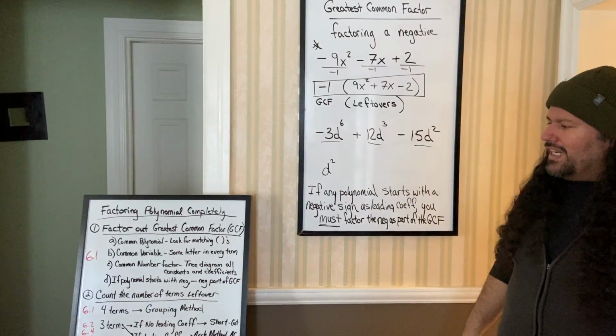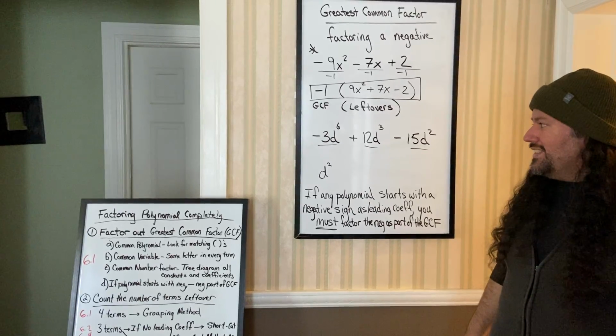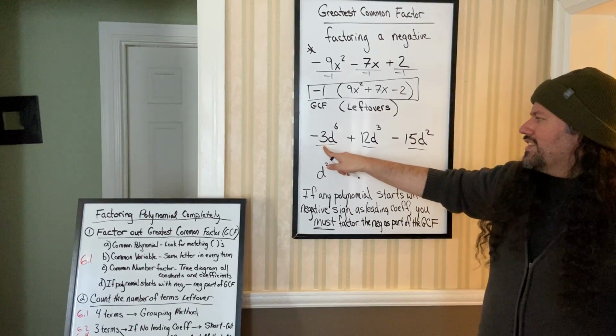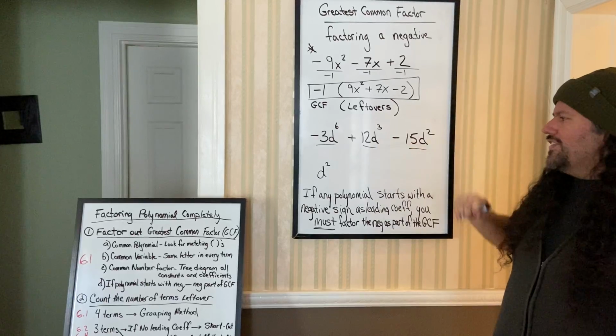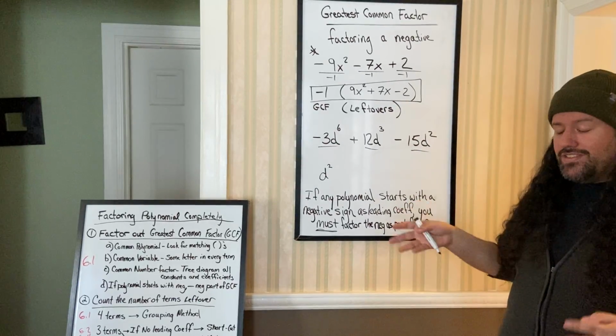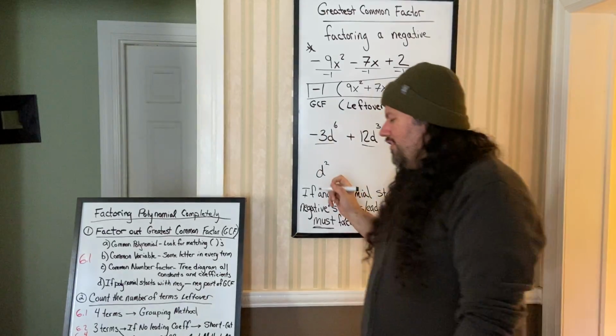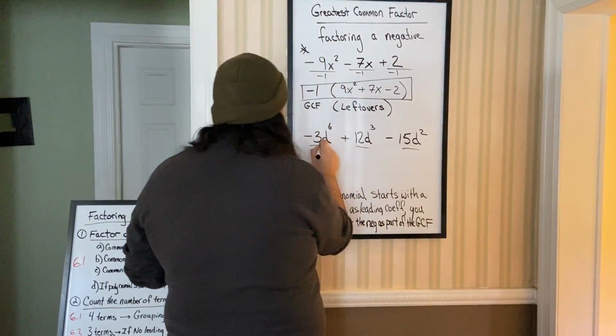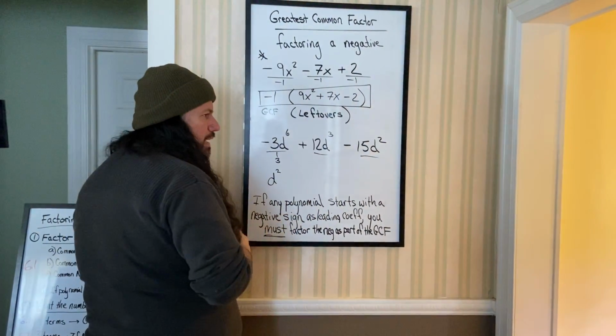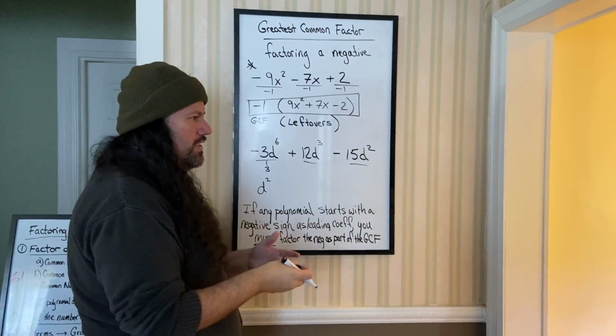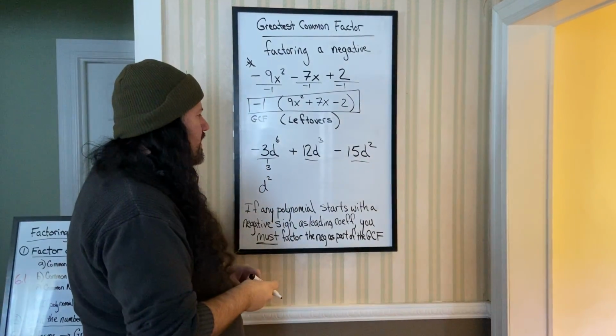Do we have a number in common? Okay, that's part C. We have a 3, we have a 12, we have a 15. Remember, if you don't see it, we suggest doing a tree diagram. So for 3, it's just going to be a 3. Can't break it down any further because it's just 1 times 3. So I'll just leave it as a 3.